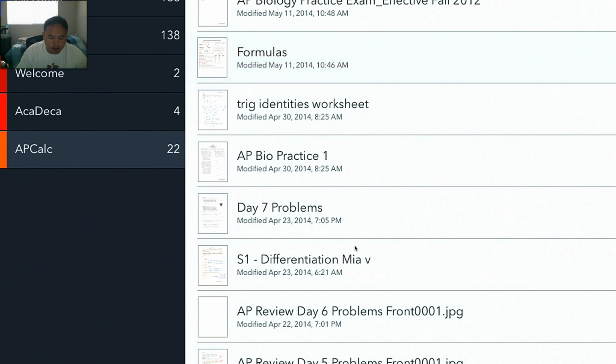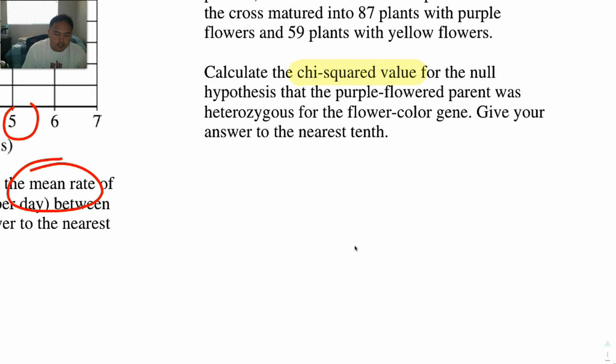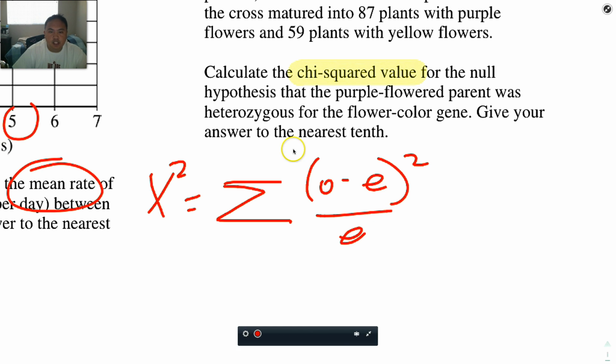So I'll go back to my problem, which is right here. And the formula, again, is the sum of O minus E squared over E, and that equals chi-squared. So that's what I'm trying to calculate. So I have observed and expected. There are 2 colors, right? There's purple and yellow. So when you see this sum, I'm going to have to do this once for purple and once for yellow.